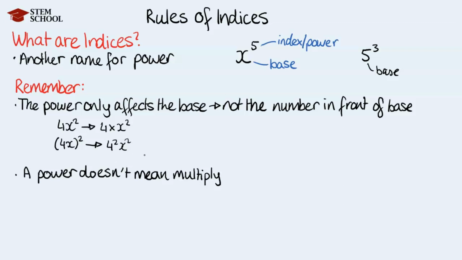The last thing to note is that indices don't mean multiply. If I had 4 to the power of 3, this doesn't mean 4 times 3. That's not the way to read it. 4 cubed should be read as 4 times 4 times 4. So you're multiplying it 3 times, that's where the power comes from.